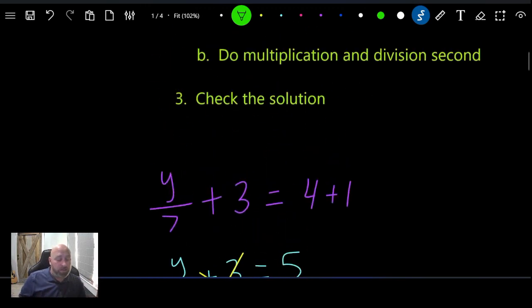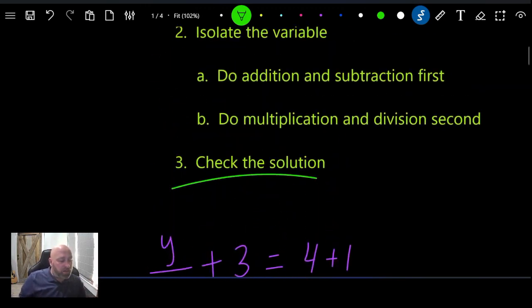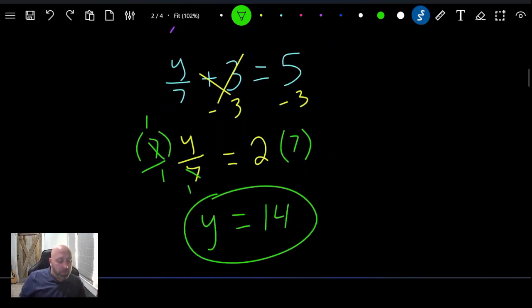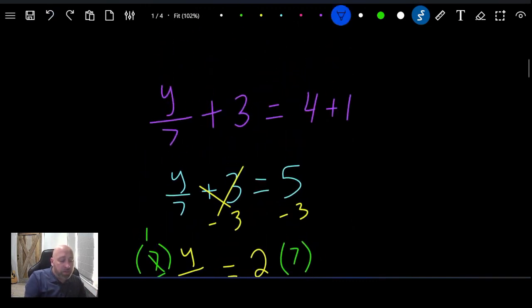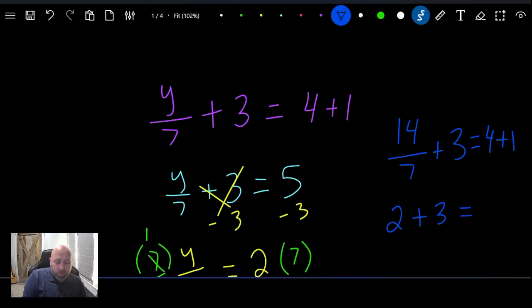Except for step number 3. What is that? Check the solution. Okay, well, let's take 14 and plug it back in up here. So I have 14 divided by 7 plus 3 equals 4 plus 1. What is 14 divided by 7? It's 2 plus 3 equals 4 plus 1. 5 equals 5. Check. We're good.